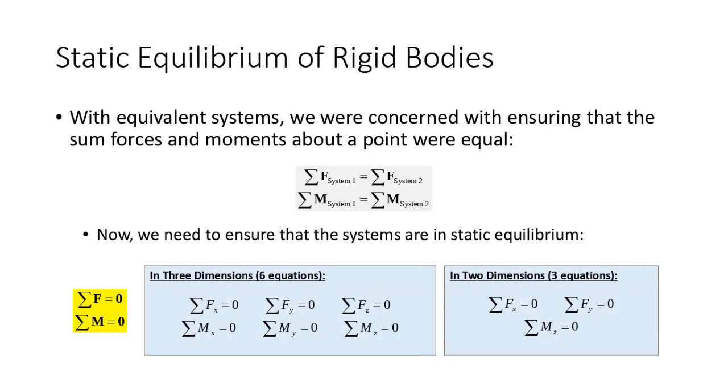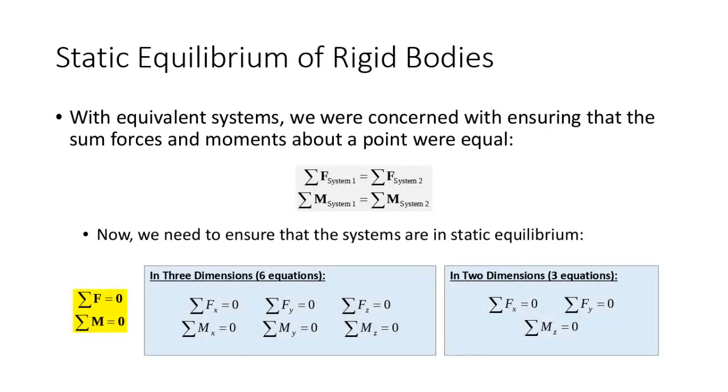Remember, if you take a force vector, Fx i plus Fy j, and cross it with R, maybe Rx i plus Ry j, you do R cross F, you only end up with a moment in the z direction. You only end up with a k component for that moment. So in two dimensions, we only have three equations of equilibrium that we need to deal with. We need to ensure that the sum of the forces in the x direction equals zero, the sum of the forces in the y direction equals zero, and the sum of the moments about the z axis equals zero.